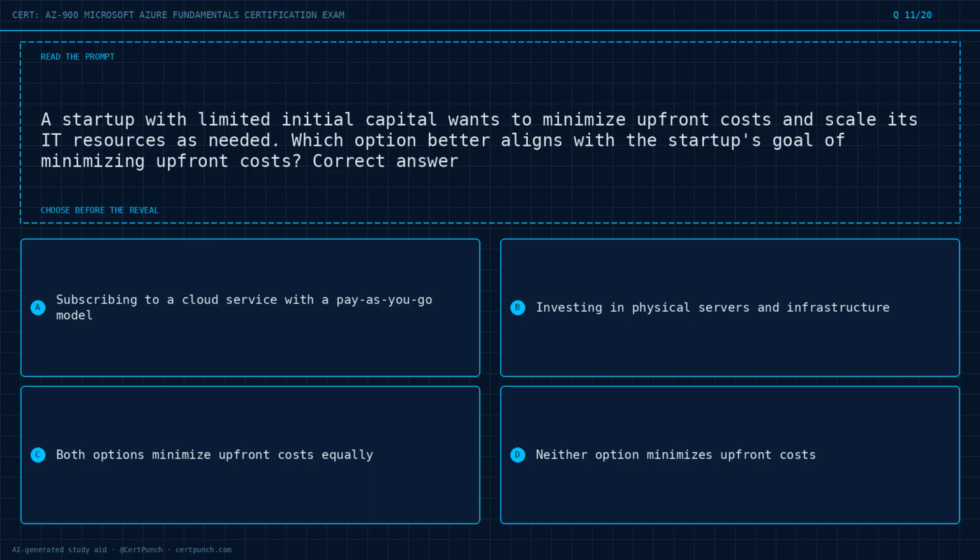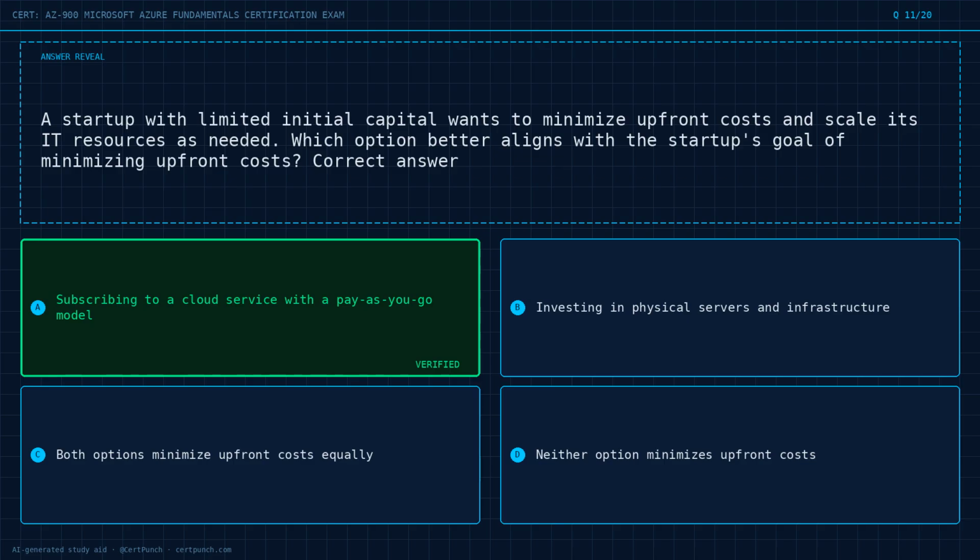Correct answer. Option A. Subscribing to a cloud service with a pay-as-you-go model. Option B. Investing in physical servers and infrastructure. Option C. Both options minimize upfront costs equally. Option D. Neither option minimizes upfront costs. Choose the best answer before the reveal. Commit to it now.